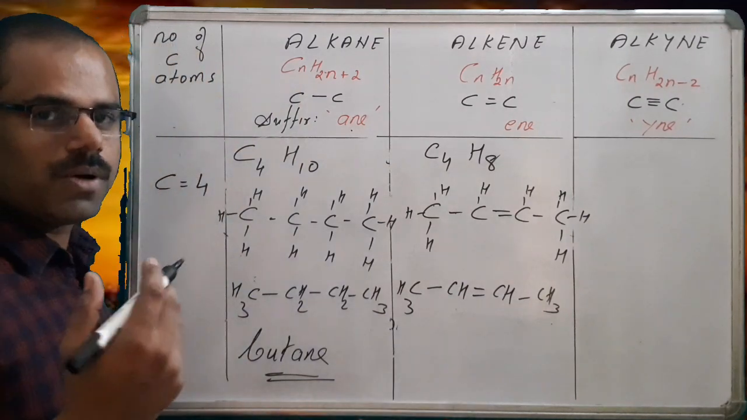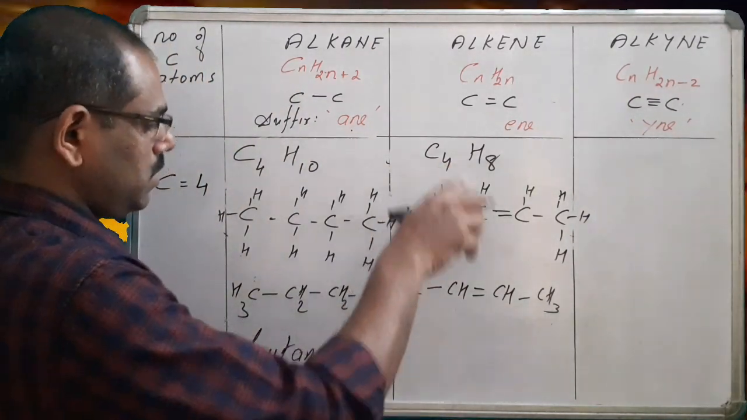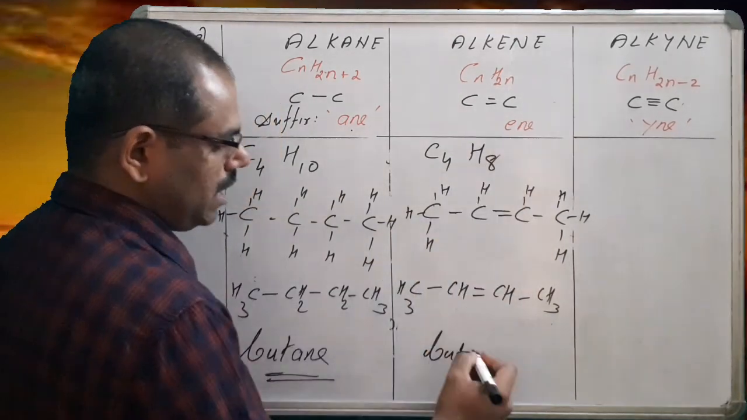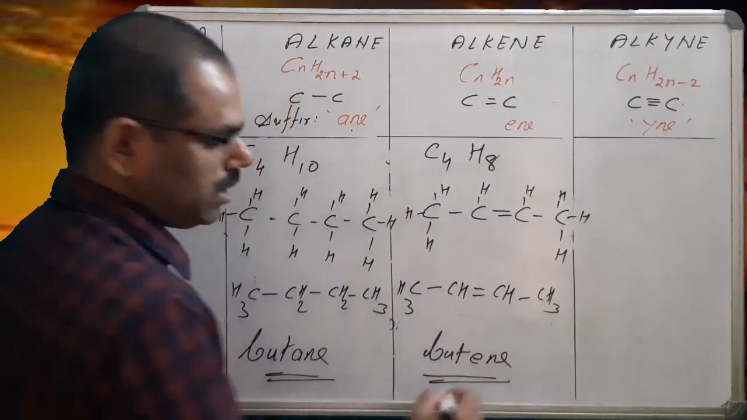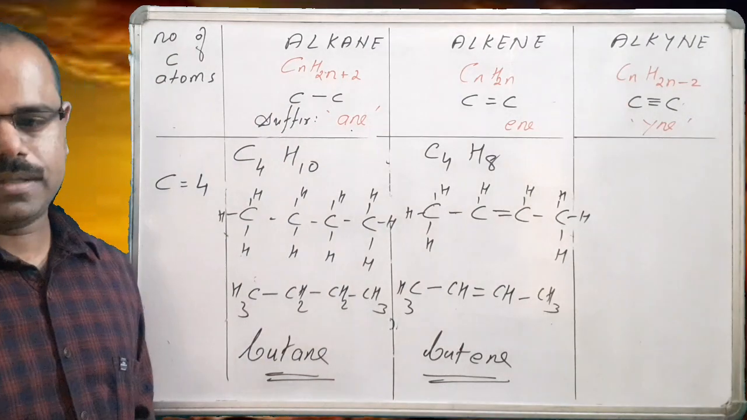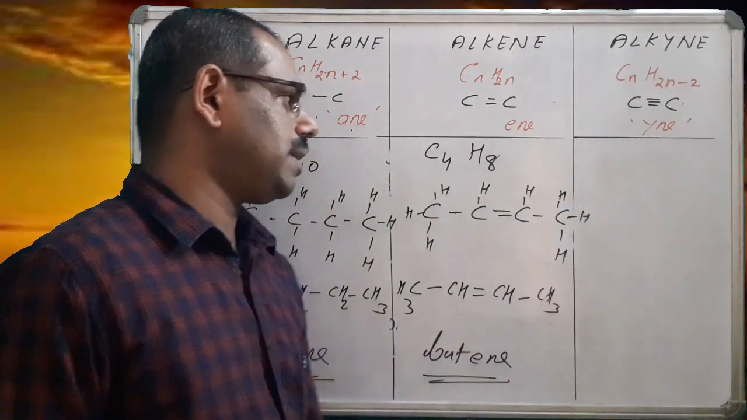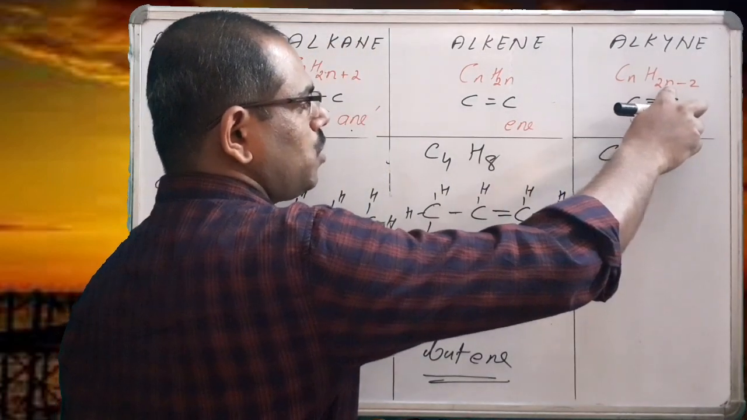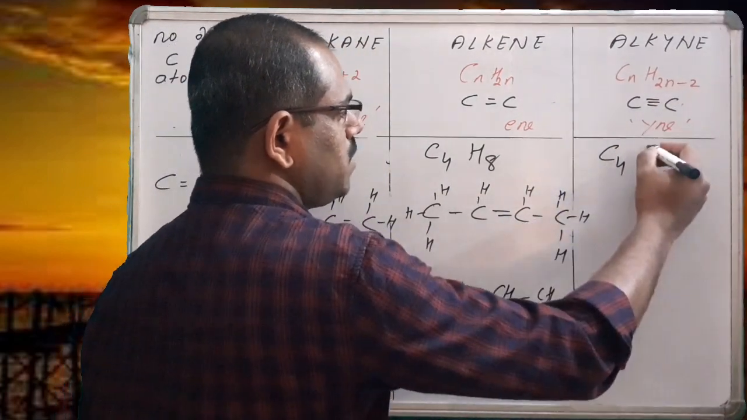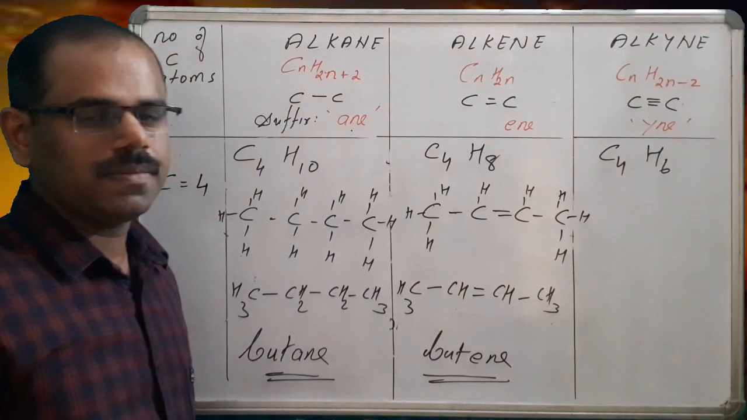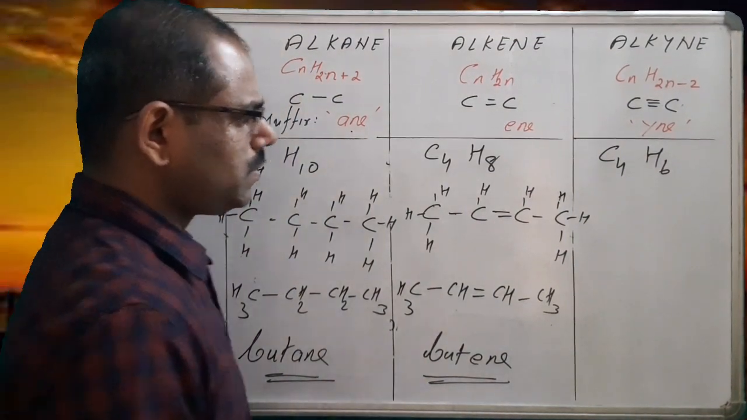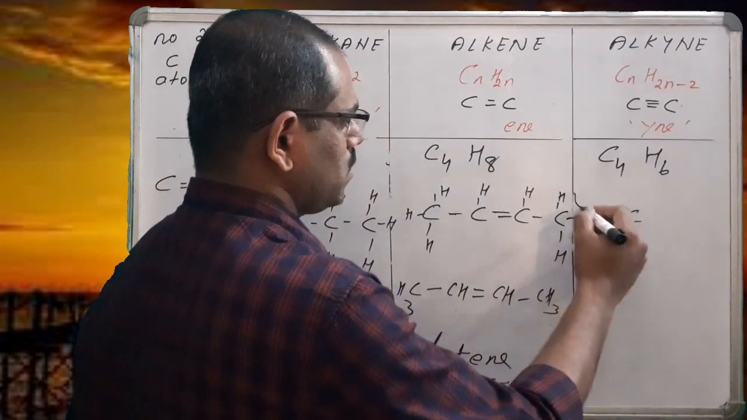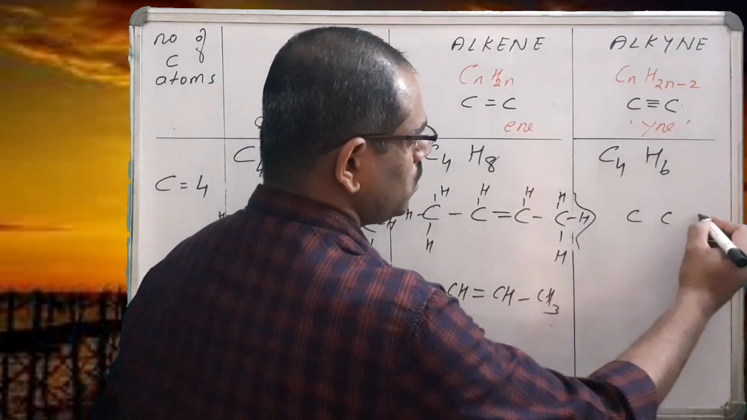What is the name of the compound? We have 4, and 4 means but. For ene, it is called butene. The compound is butene. So if we come to the alkyne, C4, H8, 4 into 2, 8 minus 2, 6, C4H6. Okay, so how do we make it? 1, 2, 3, 4.